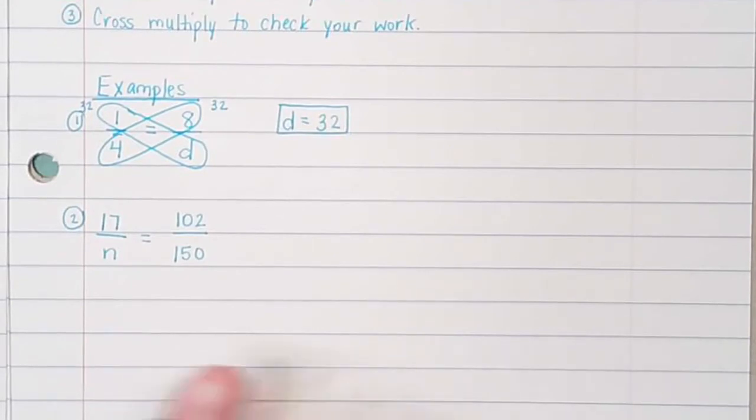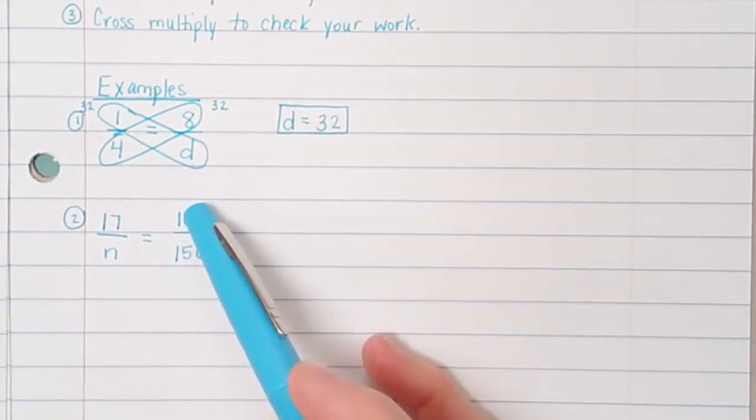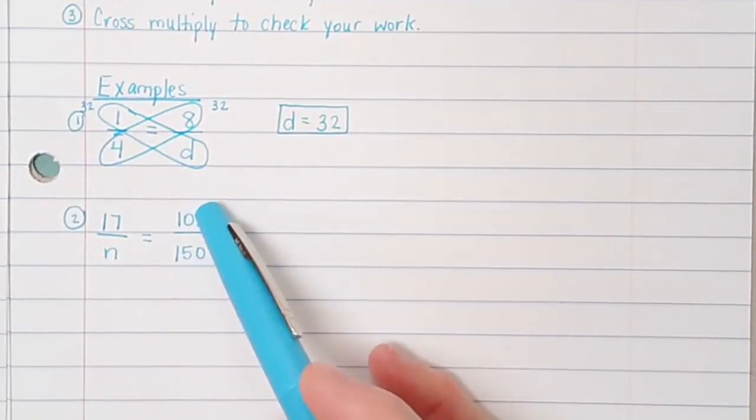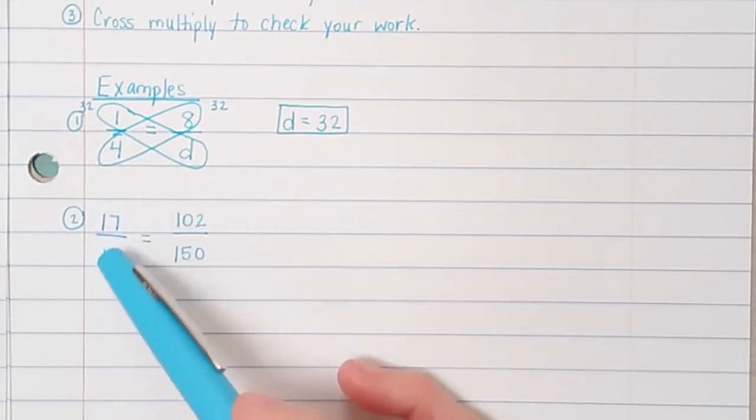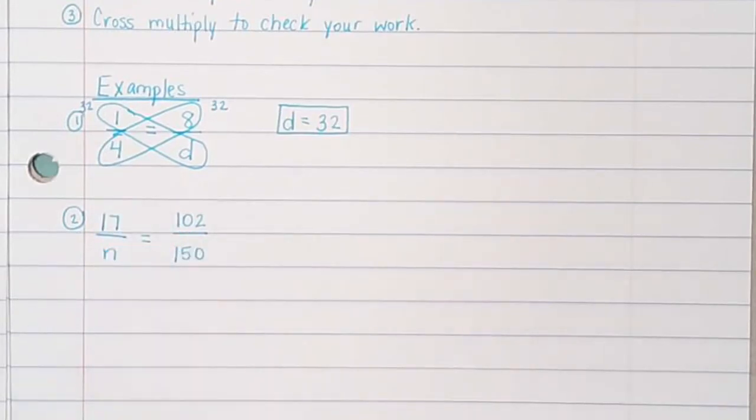One other thing, though, is that if it's an improper fraction, so what I mean by that is if the bigger number is on top on this side, so if this was 150 over 102, then when you solved it, this side would also need to be improper. It would need to have the bigger number on top. Because remember, it's a proportion. So if the big number's on top on one side, the big number has to be on top on the other side as well. All right, so let's go ahead and solve this.